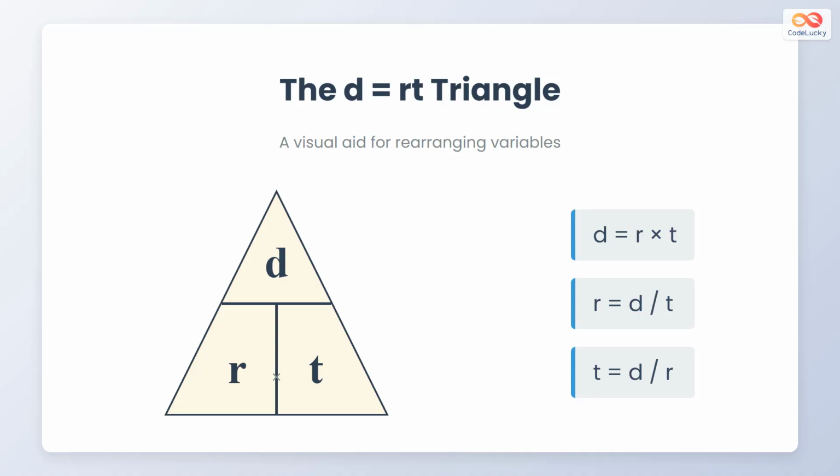A helpful way to remember how to rearrange this formula is using the magic triangle. Distance goes at the top, while rate r and time t go at the bottom. If you need to find rate, you cover the r, and you see it equals distance divided by time. Similarly, time equals distance divided by rate.